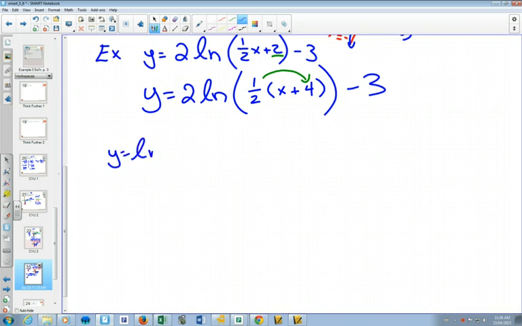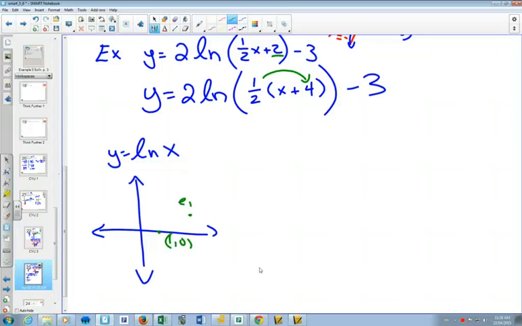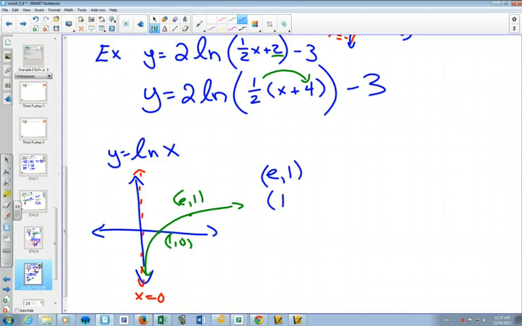And so our parent graph is the natural log of x, which has the same shape as all of our other log graphs. It has (1, 0), and since the base is e, it has (e, 1), and an asymptote at x equals 0. So we're going to take (e, 1), (1, 0), and our asymptote x equals 0. And apply our transformations. Now going from left to right, we have a vertical stretch and a horizontal stretch.